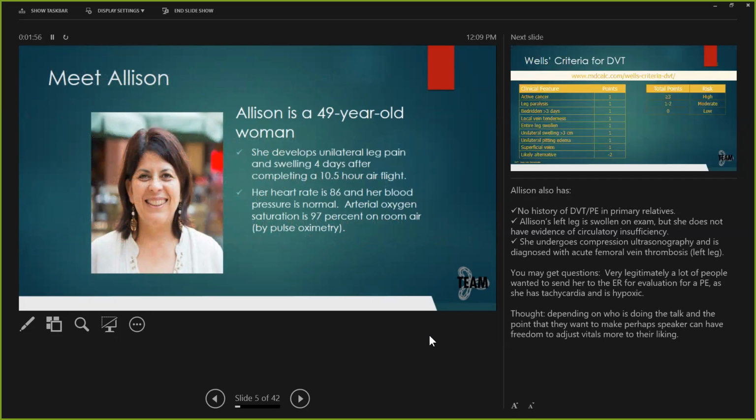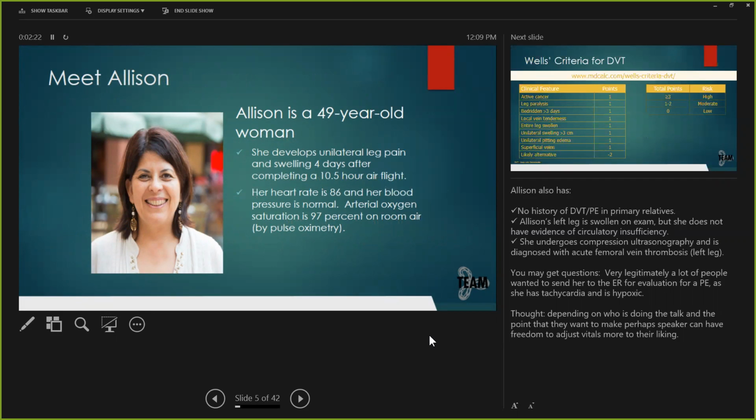Allison is a 49-year-old female who presents with unilateral leg pain and swelling 4 days after completing a flight. This is the most common presentation we see. I don't know if you work in the emergency room or a primary care office. Patients come in with swelling and pain in the legs, having recently had a procedure or a long flight.